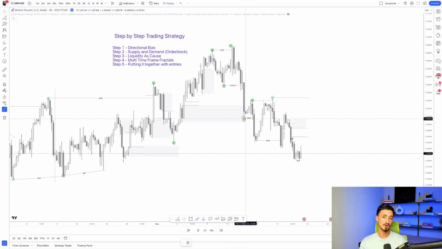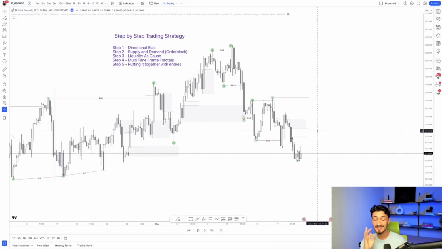Price put in a lower low, lower high, lower low, lower high, and has now put in a lower low. So step 1, directional bias. Our directional bias as it stands right now is bearish. Step 2, supply and demand, or order block. We have this area of supply and demand mapped out here.